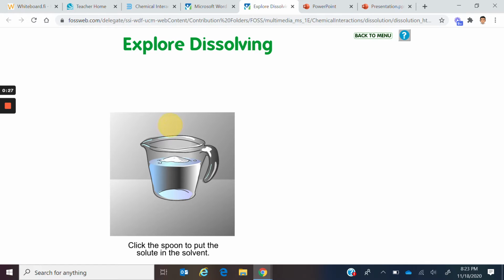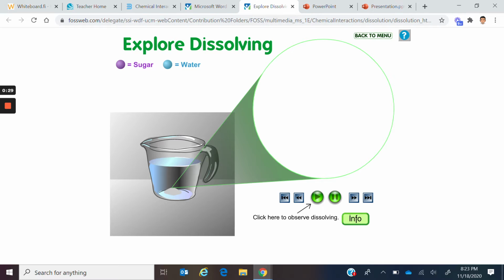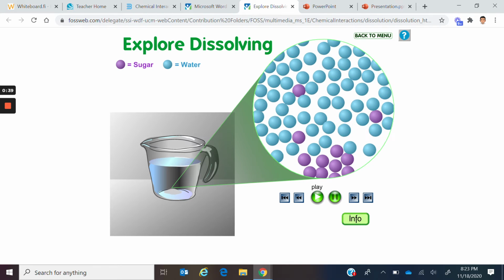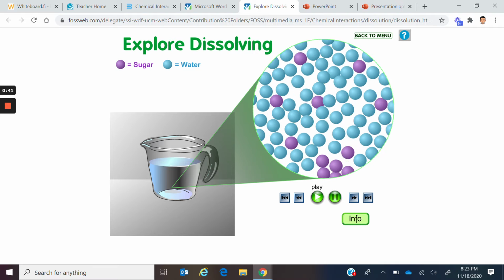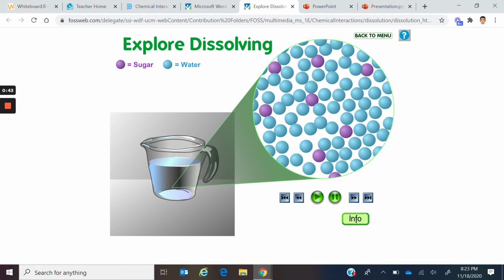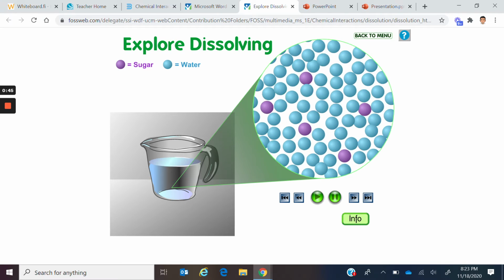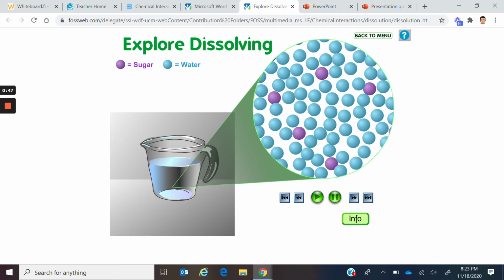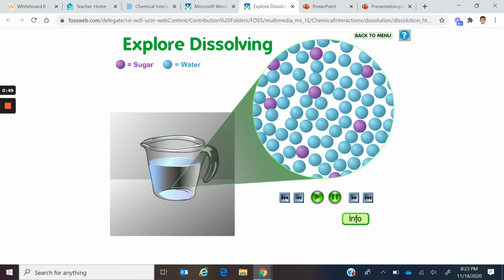So let's click the spoon, and the sugar moves into the water, and then it's going to blow up a view of what the particles look like. So let's click here to observe dissolving. Right, so you can observe the purple particles are the sugar and the blue are the water. And we have a nice view here of what happens during the dissolving process.